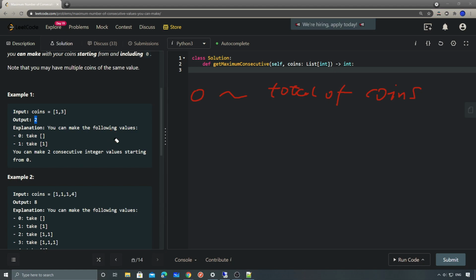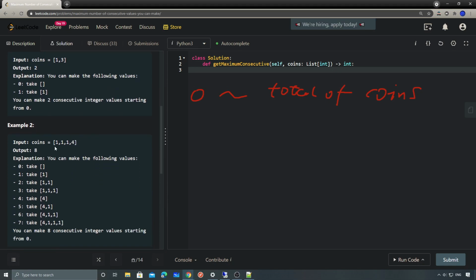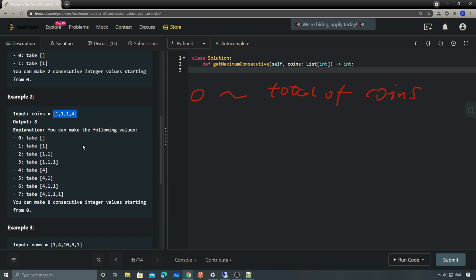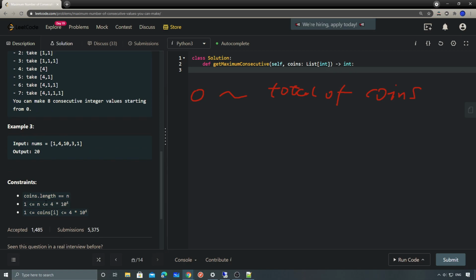And then for the second example, the output is 8. Which means that we have 0, we have 1, 2, 3 with 3 ones, and then we have 4, and then 5, 6, 7. Basically, we can make x for all the possible values. And same thing for example 3 here, we also have it's 20. And here's the constraint: we have basically 10 to the power of 5, almost that.